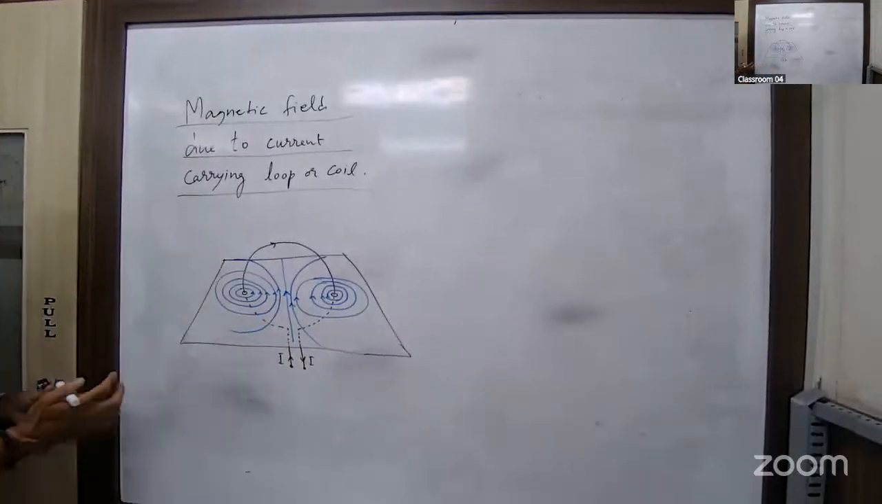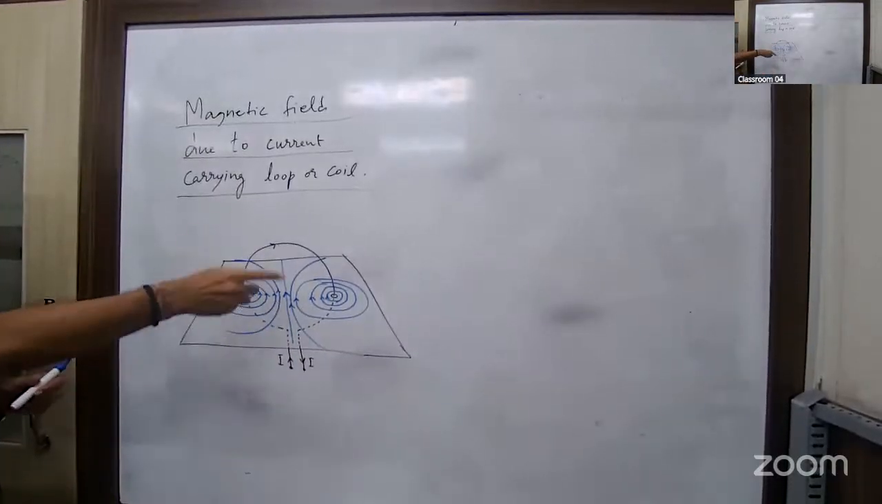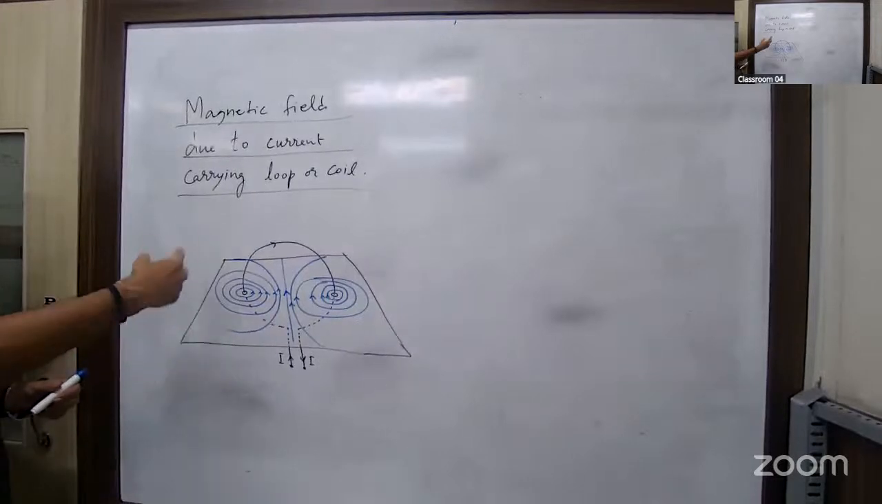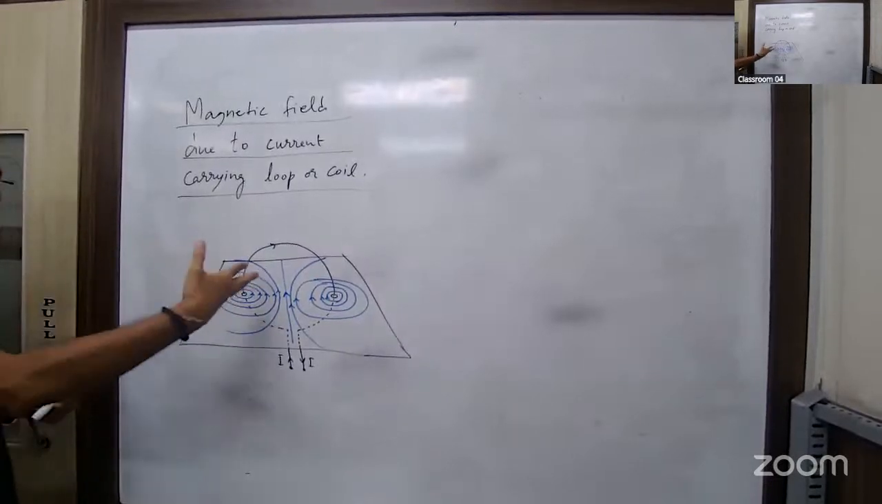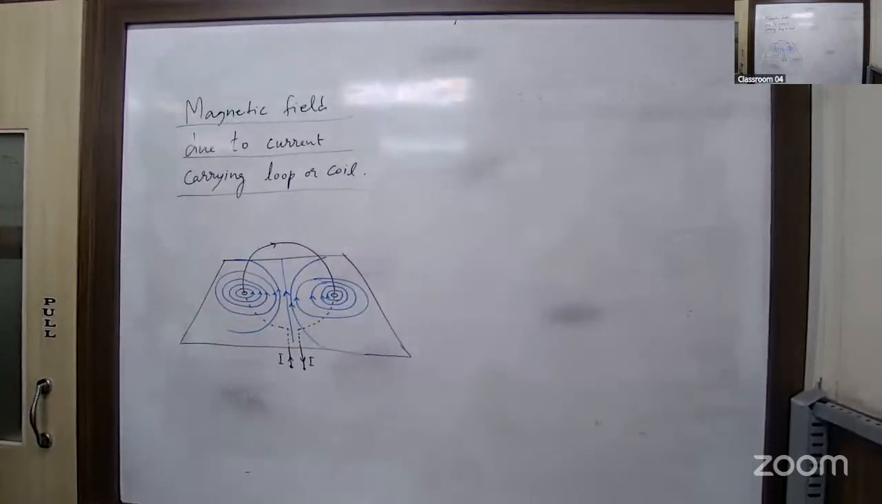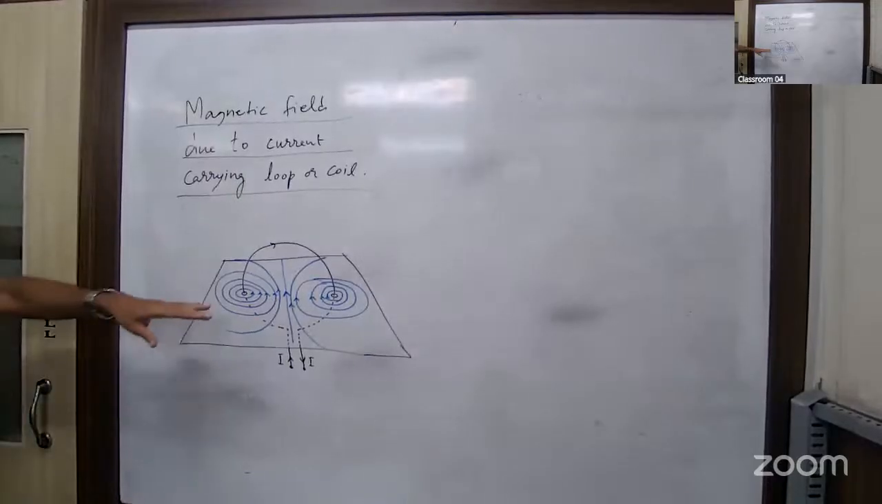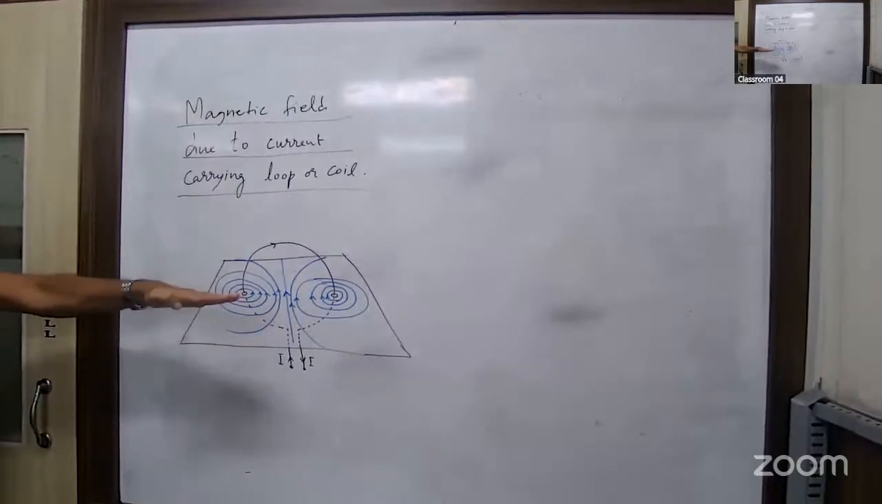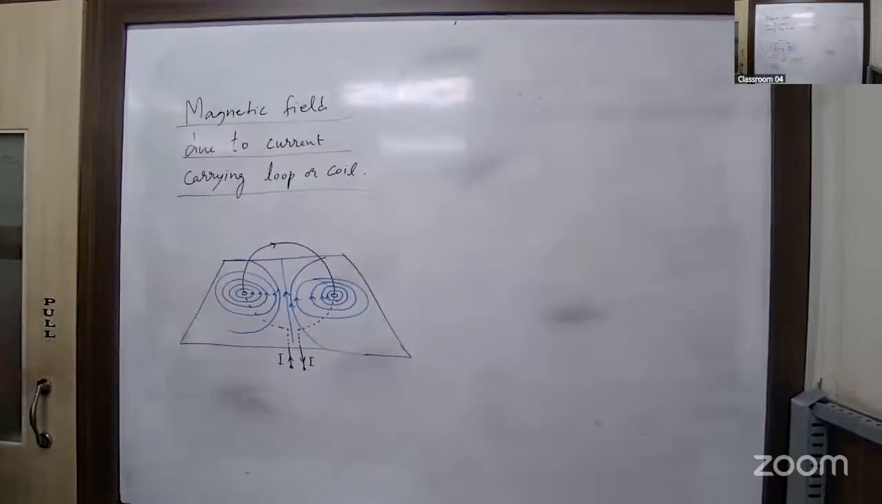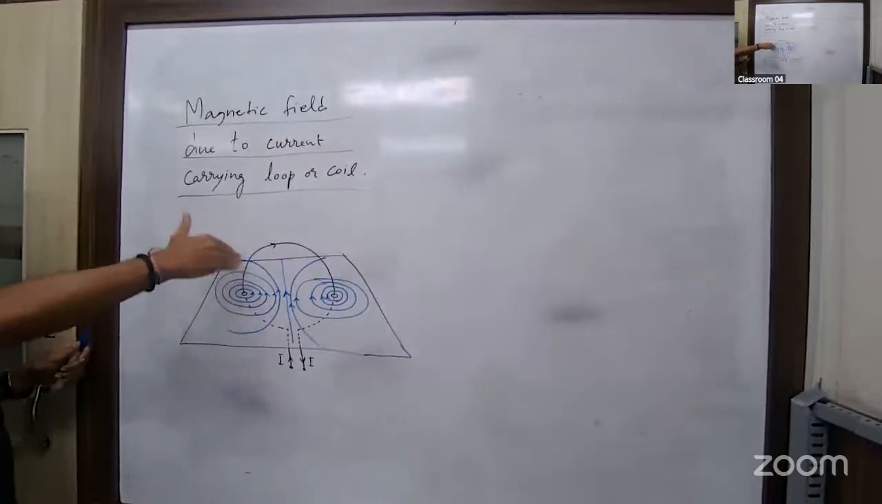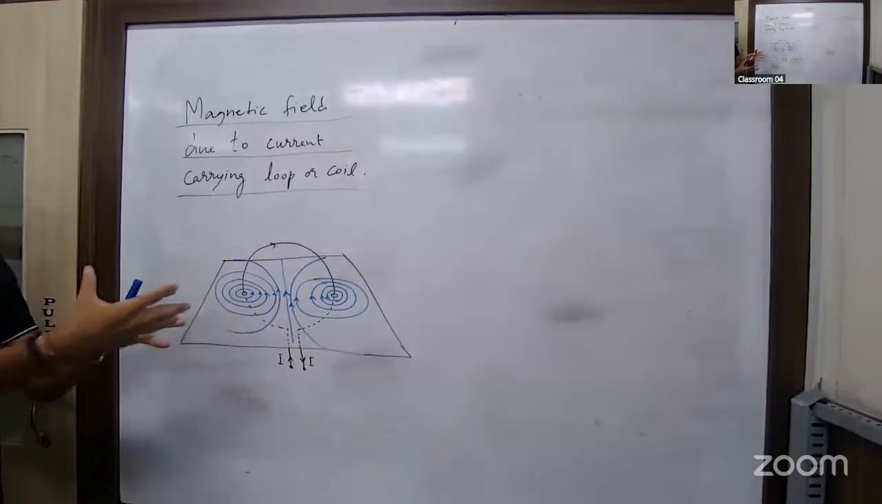So when the current is clockwise, you are seeing the field entering into the loop. ये कौन सा plane है? Perpendicular plane. And the field is everywhere. You can take the plane everywhere. Everywhere the field is entering into the loop.